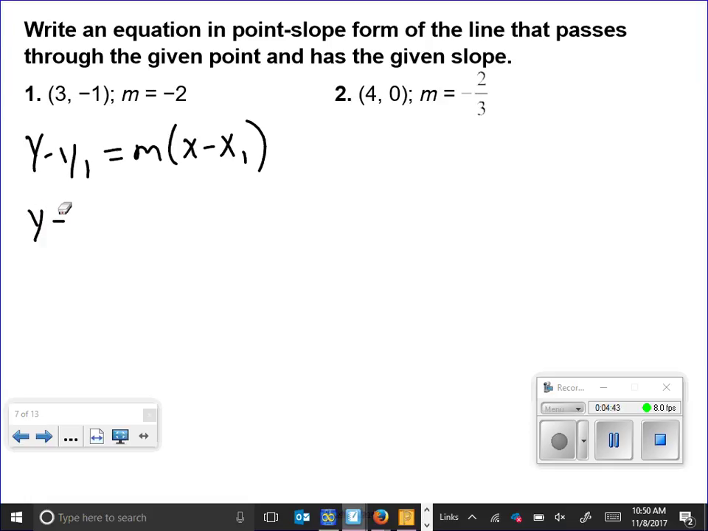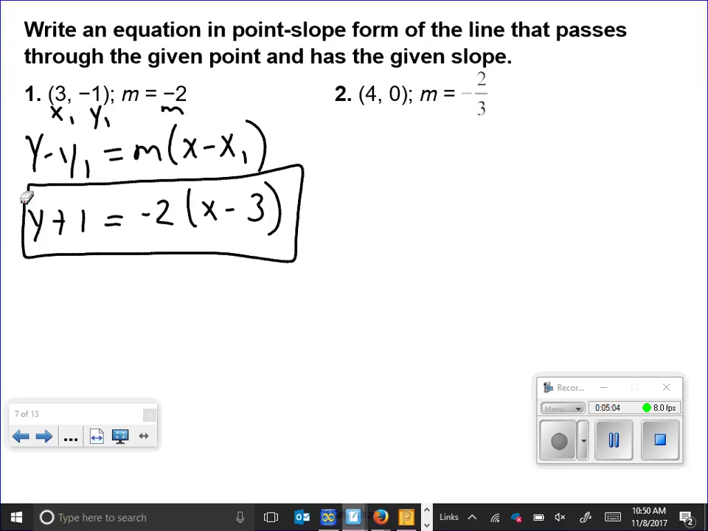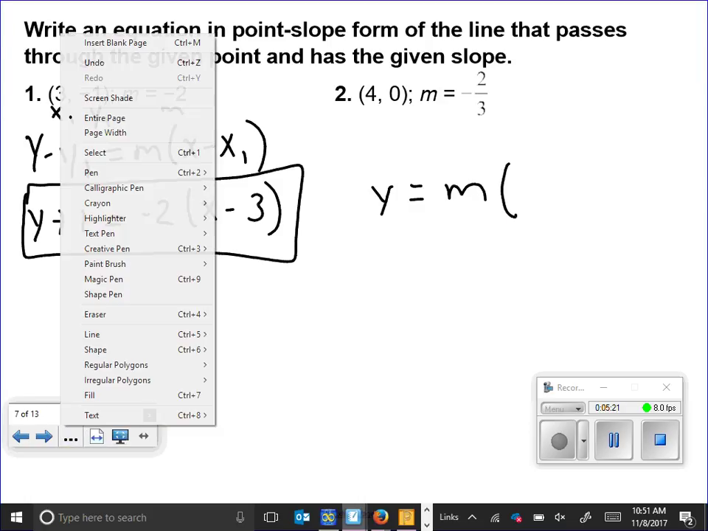So we have y minus, well, our y1 is right here, so we're actually going to have +1 equals, our m is -2, x minus, our x1 is 3. So you can write it out if you need to. This is our m. I plugged it into those spots. So here is our point slope form. Same thing with this one. We're going to plug it into our spots. So we have y minus 0, so we can just leave it as y equals m times, oops, I don't need m, I need 2/3. I'm trying to write the equation here.